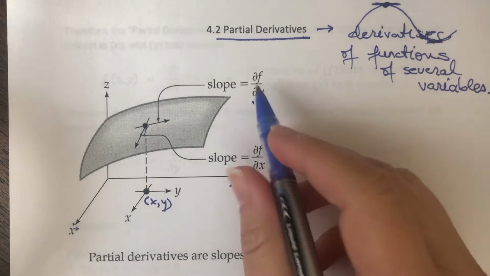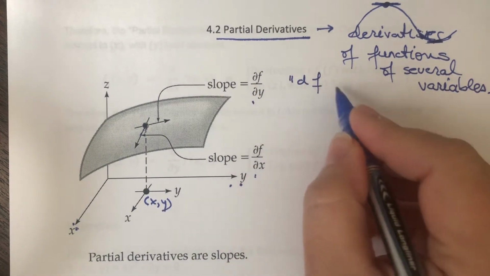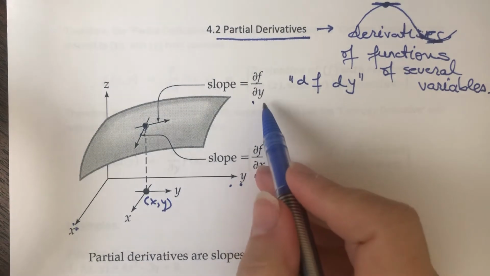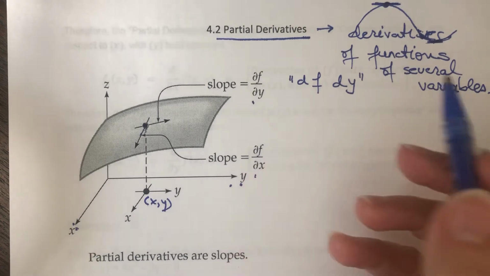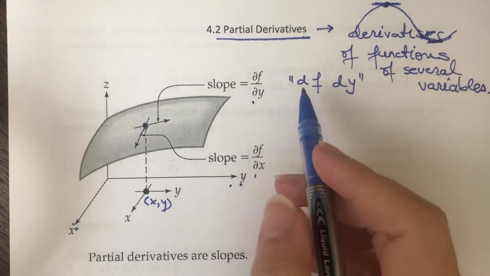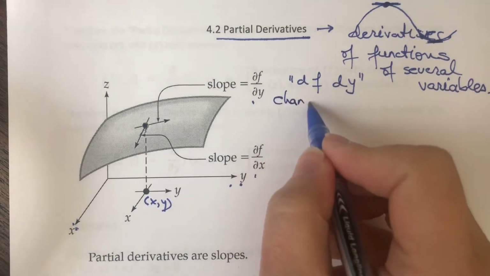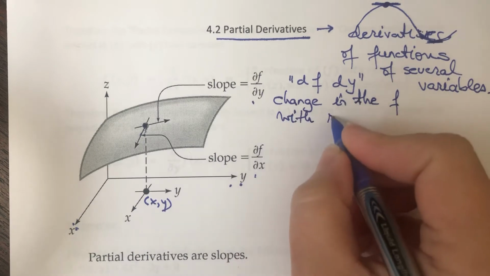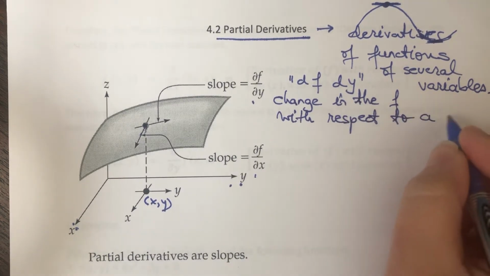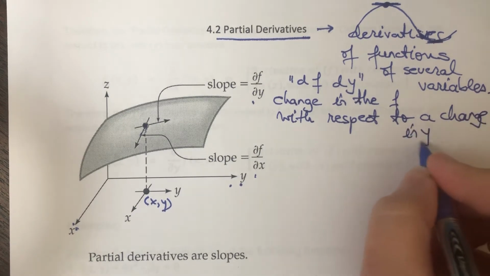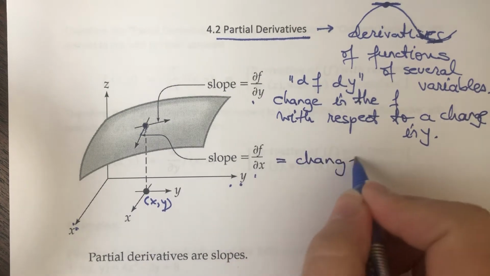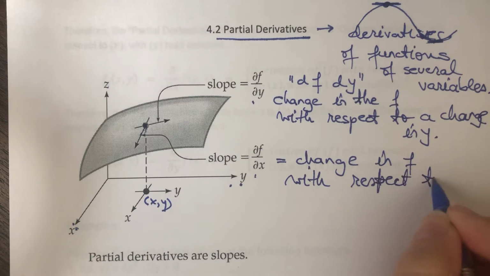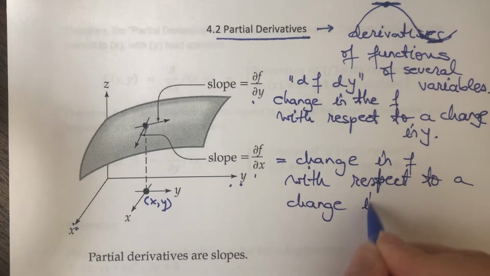So df dy, that's how we would read this, even though I'm putting a different symbol than we used in chapter 1, I still call it a D. It's a Greek letter D. Well, kind of. I don't even know what letter that is, but there it is. So what this simply means is the change in the function f with respect to a change in y. And the same way, we have a change in the function f with respect to a change in x. That's what these things mean.